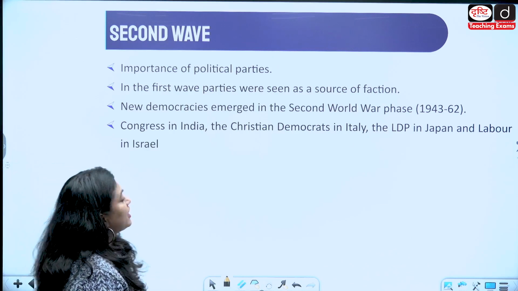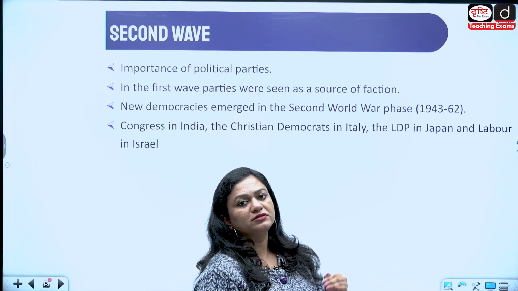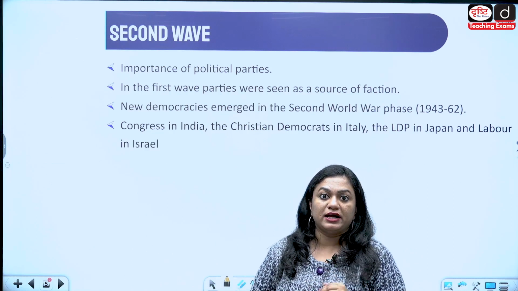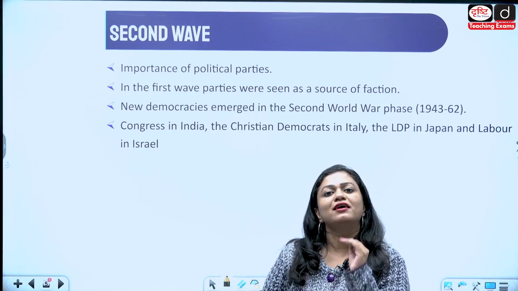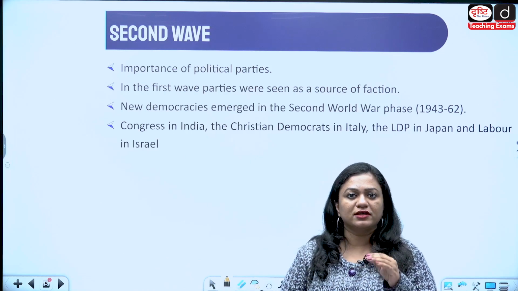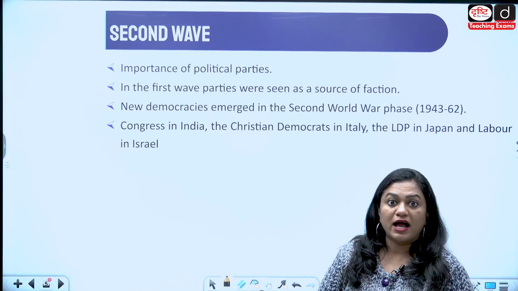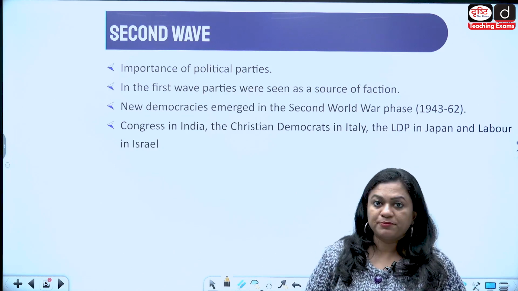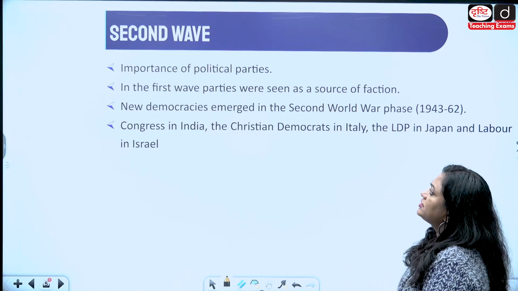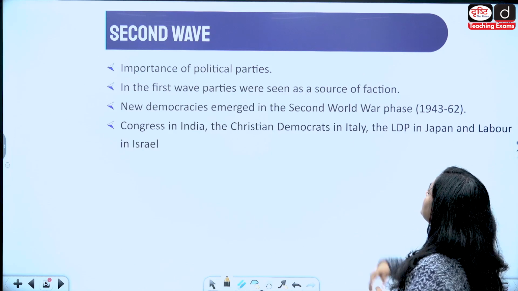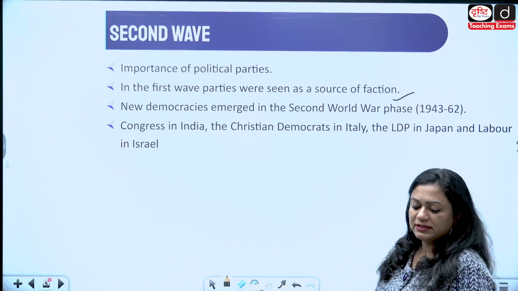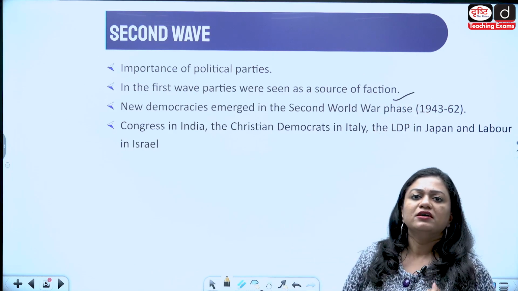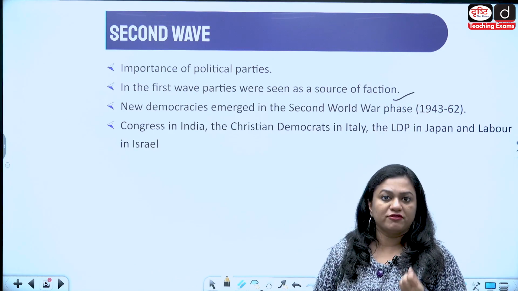The second wave of democratization was one where there was an inclination to the idea that political parties are necessary. In an electoral setup, to have a free and fair election and an open competition, you need political parties. So in the first wave, parties were seen as a source of faction, but in the second wave, they were seen as a necessary element in the promotion of democracy.